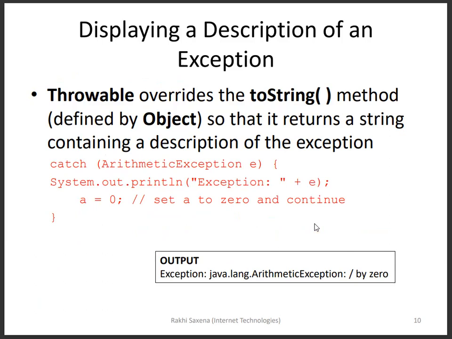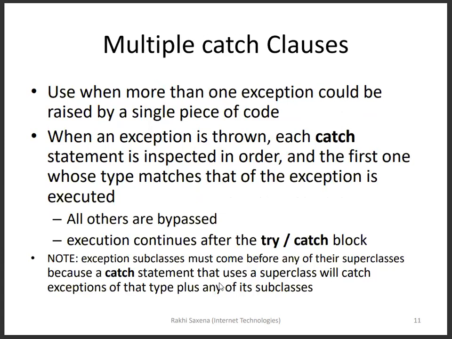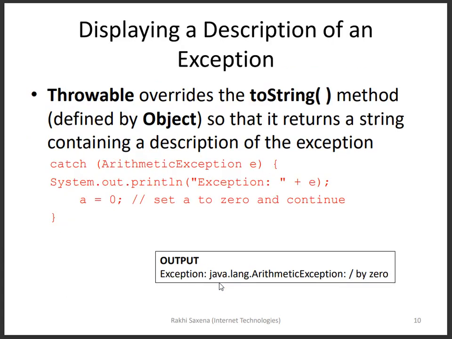Throwable is a class which overrides the toString method, so it returns a string containing a description of the exception. If the exception happens again and again, the Throwable class overrides the toString method. The toString method is a method through which we can write a string onto the output. Okay, I think this much is sufficient for today's session.